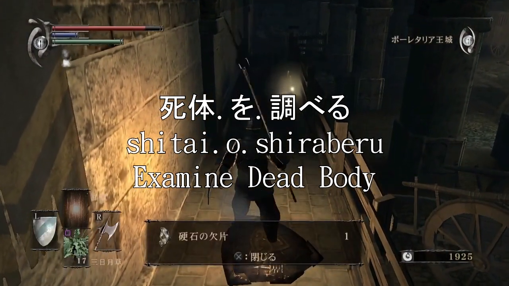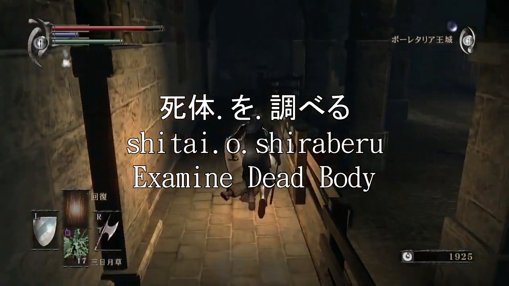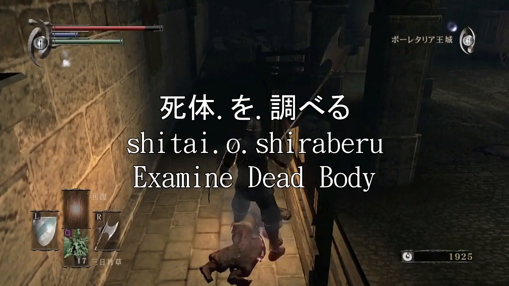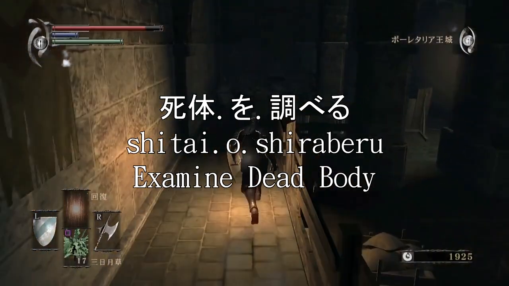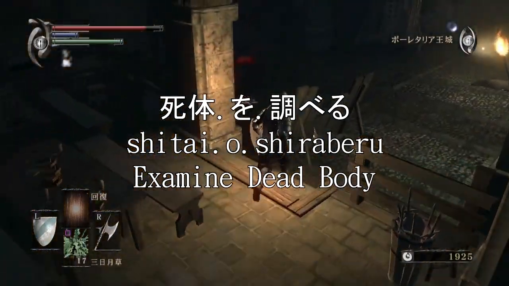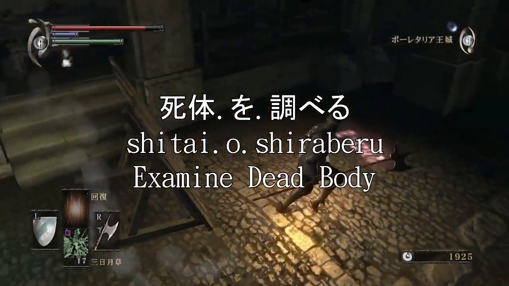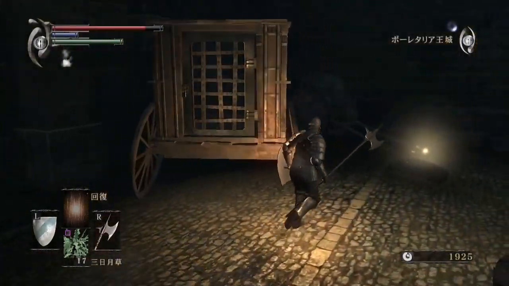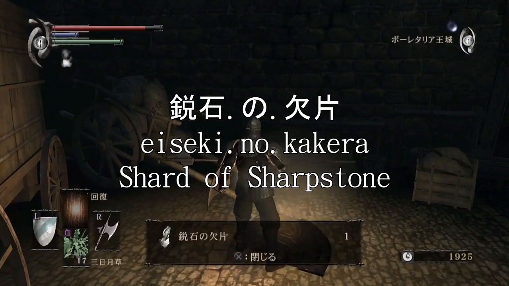Shitai o shiraberu. Examine dead body. Shitai is dead body, made up of the character death and body. O is a particle that when it comes after a word indicates that it's the direct object of a verb. And shiraberu is to examine.